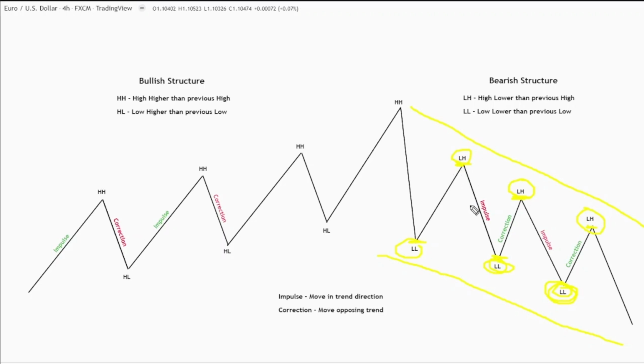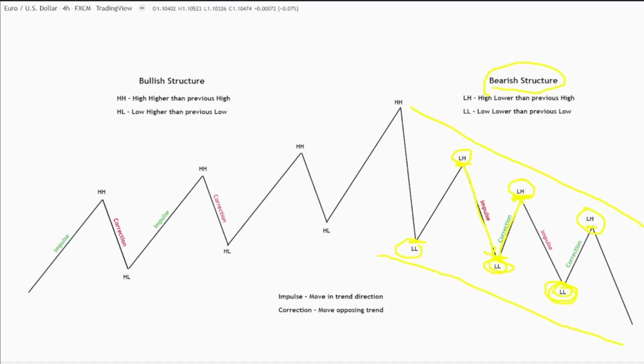Likewise, on a bearish structure or on a downtrend, we have impulse and correction moves, right? But in this case, an impulse is going downwards because an impulse is always in the same direction as the trend, right? Now this impulse is going low and is responsible for forming a lower low, and there is a move that will be opposing the direction of the trend, and this move will be called a correction move, and this is the move that is responsible for forming lower highs, right? And that is what happens in a bearish structure.